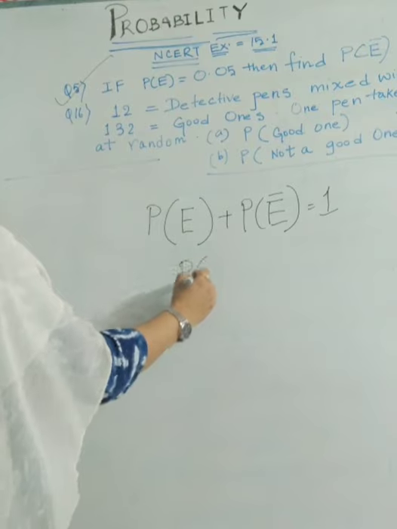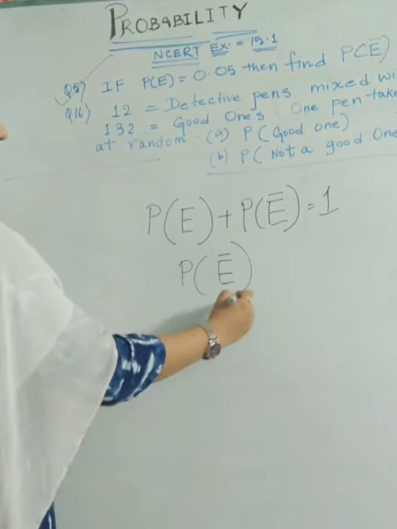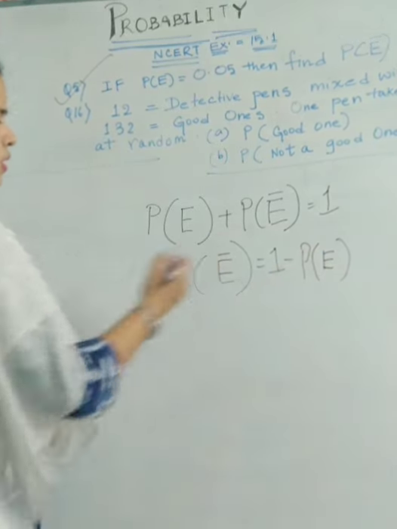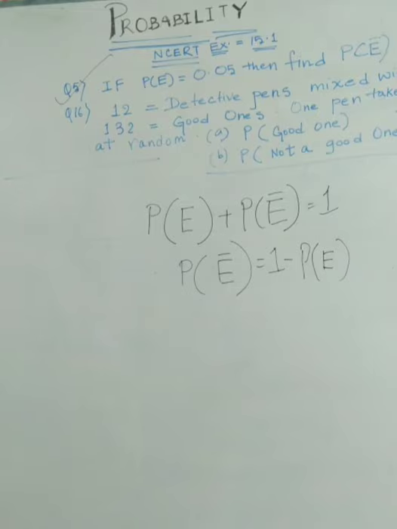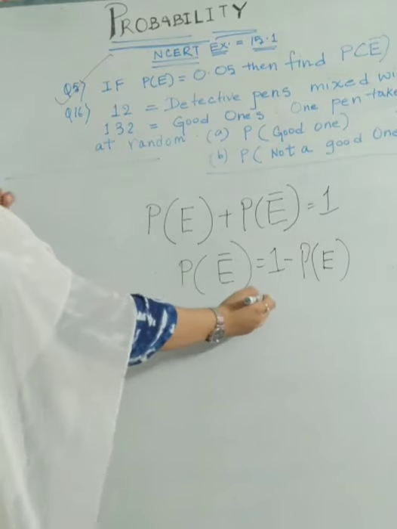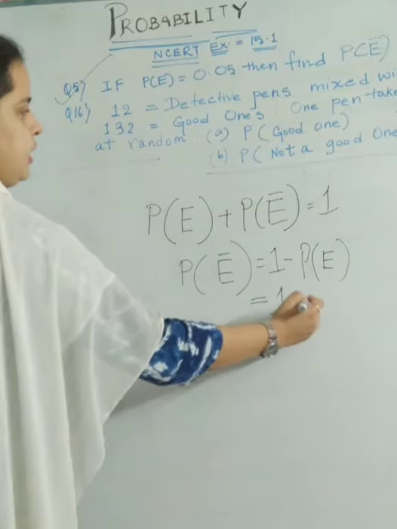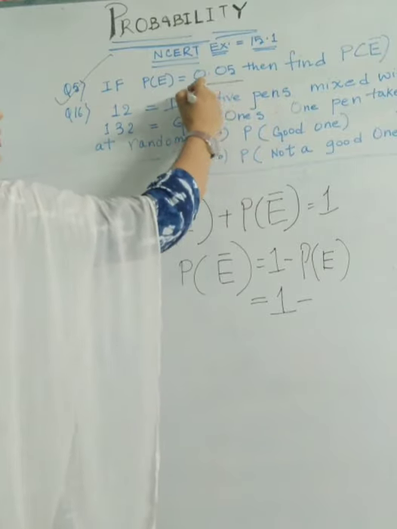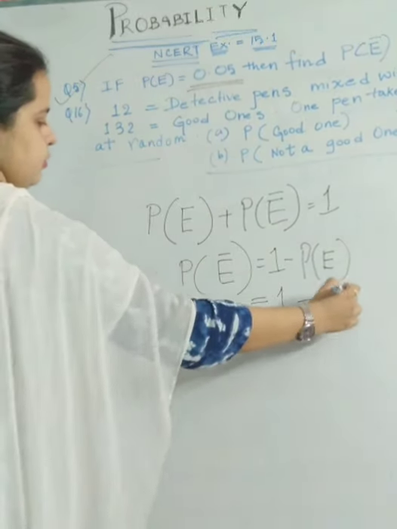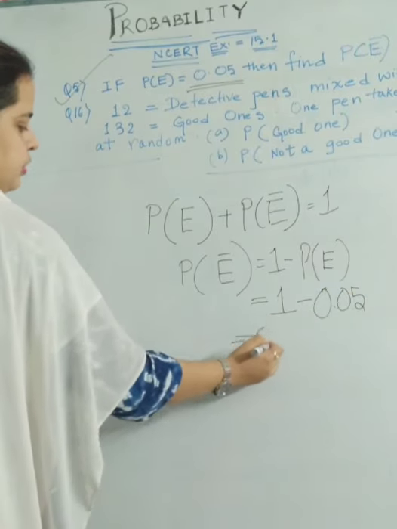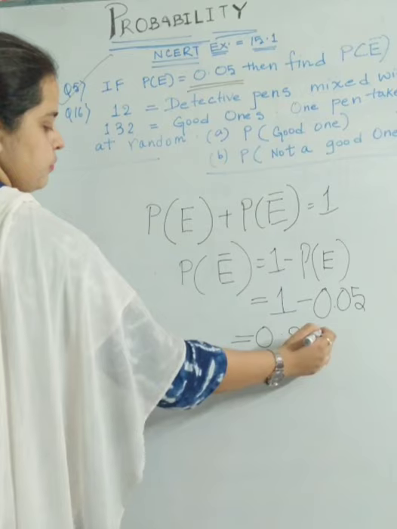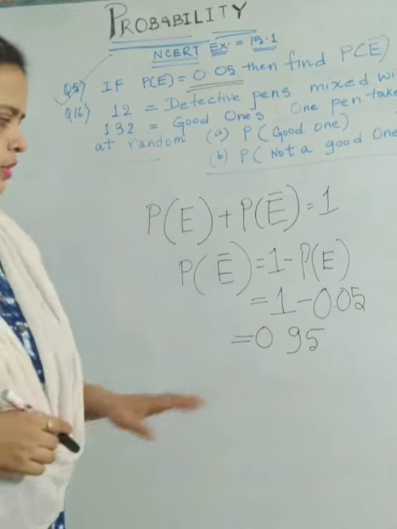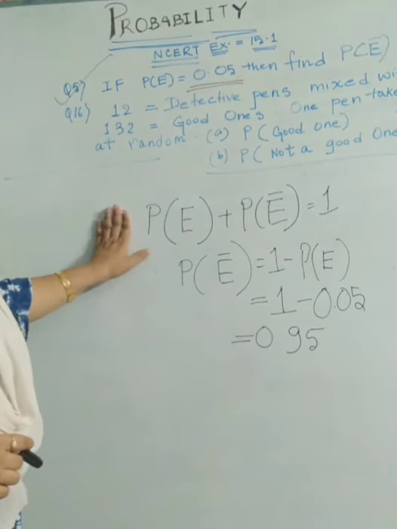Now, carrying on with the formula I have just written, I need here the probability of E complement, and this can be written as 1 minus probability of E. Am I clear? Now, what is the probability of E complement? The probability of E complement is 1 minus the probability of E. I am taking the value from the question and here is your answer. See how quickly we are able to find the probability of E complement by using this important formula.